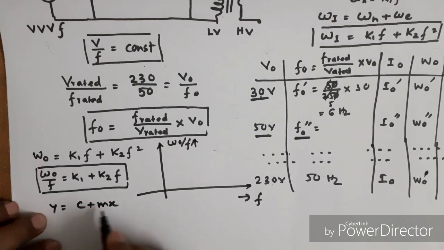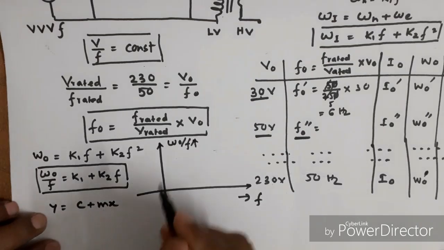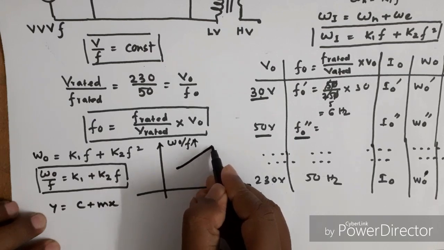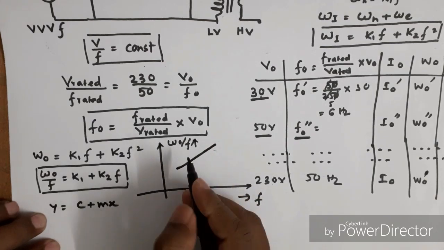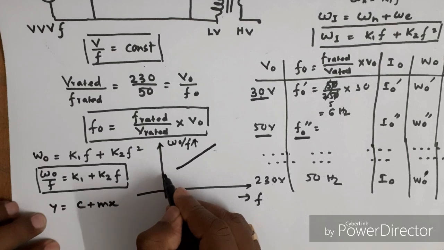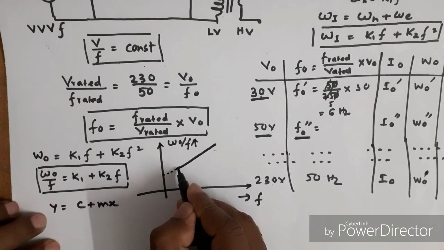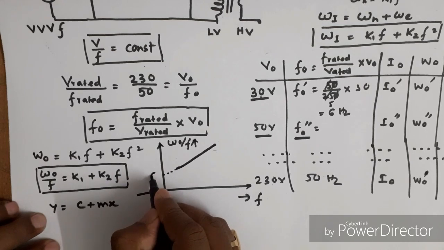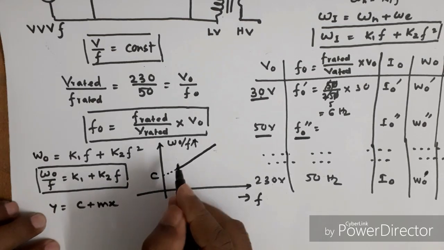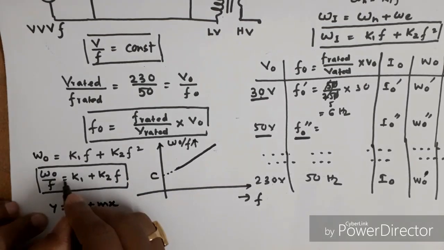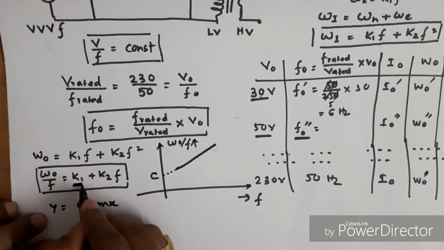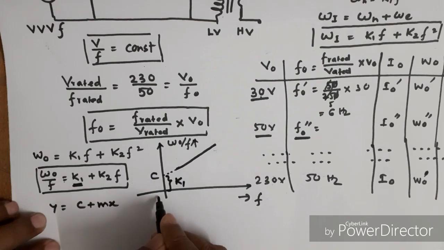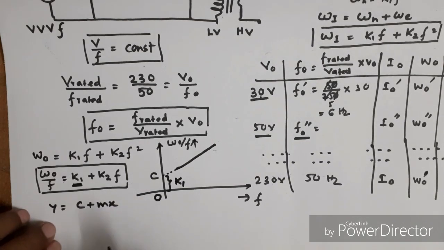Here m is the slope. The graph will be a straight line but not passing through the origin. If I extend the graph, it will cut the W0 by F axis at point C. Suppose this point is C. Now, from this equation, the constant K1 can be easily found out. This is the K1. The origin is suppose O.